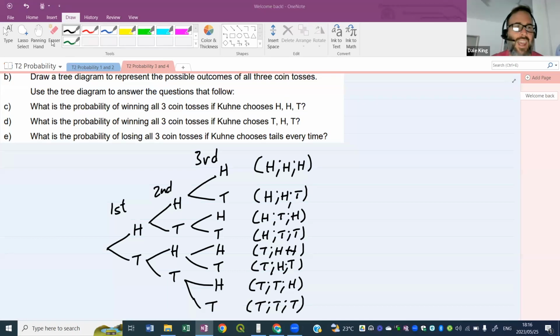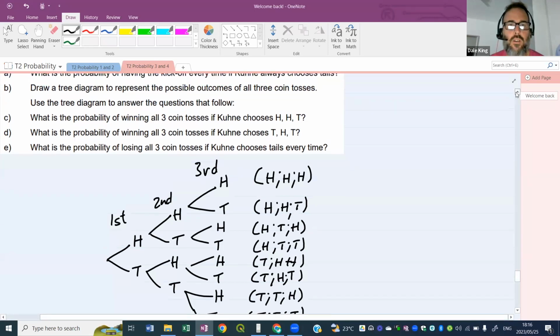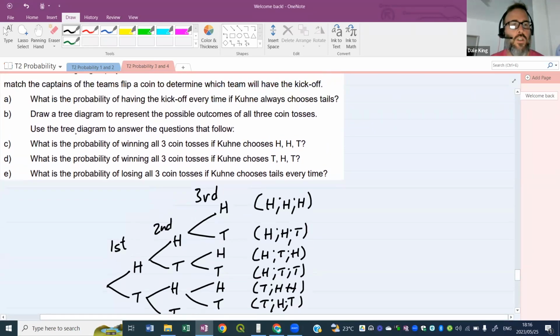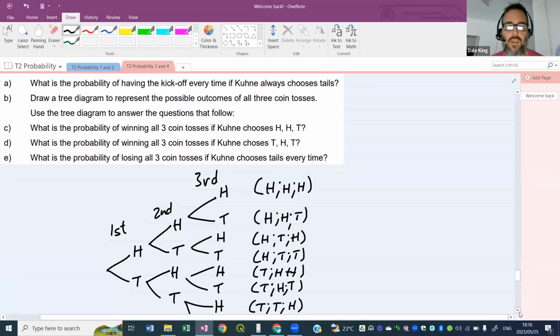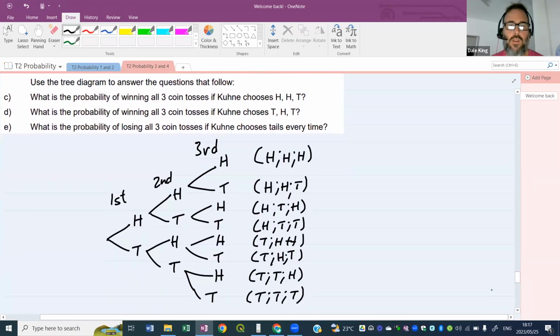Now we can answer any question once we have this here. So let's go back to the first one. Remember how you felt when you saw the first question. All right, let's have a look. Question A. What is the probability of having the kickoff every time? In other words, winning the coin toss if they choose tails. So they've got to choose tails and win. It's got to land on tails every time. Where do we see that? Only here at the bottom.